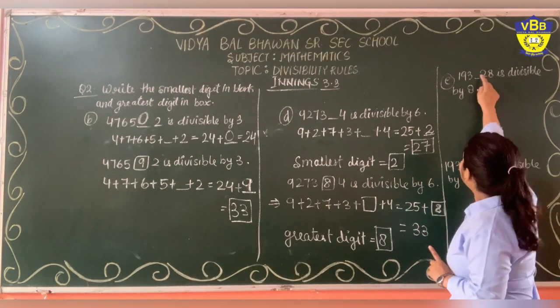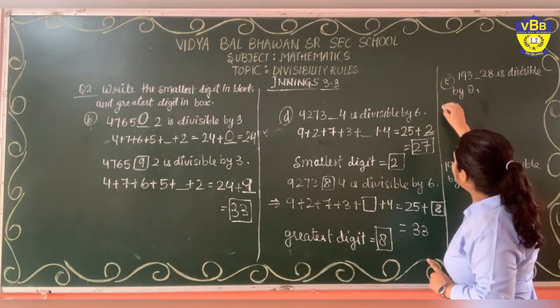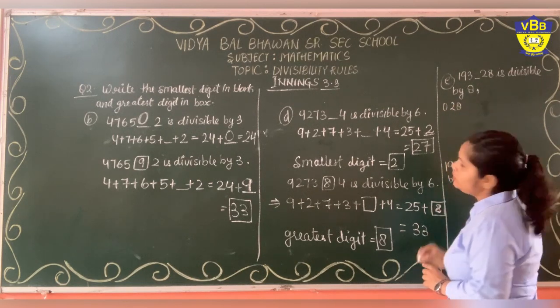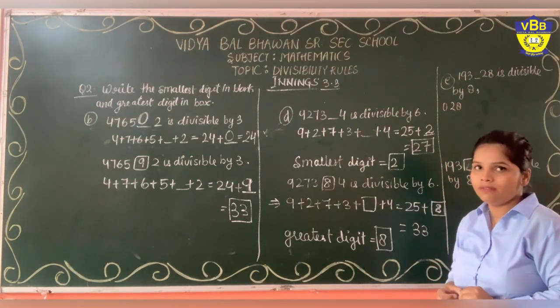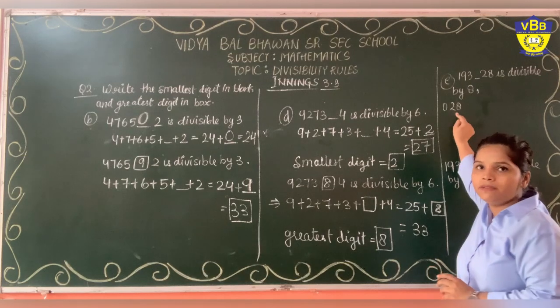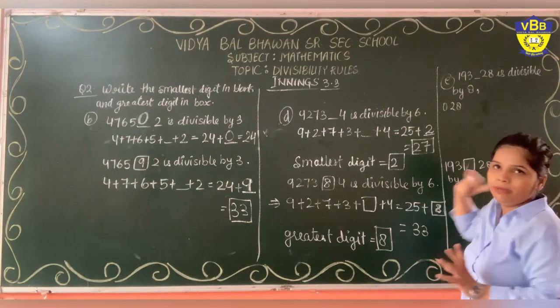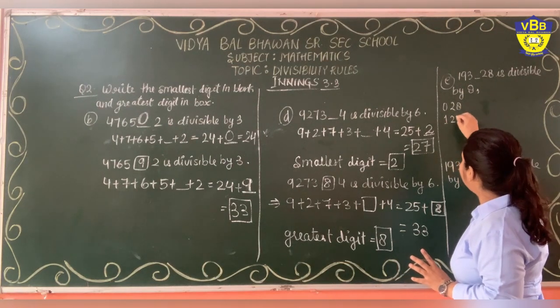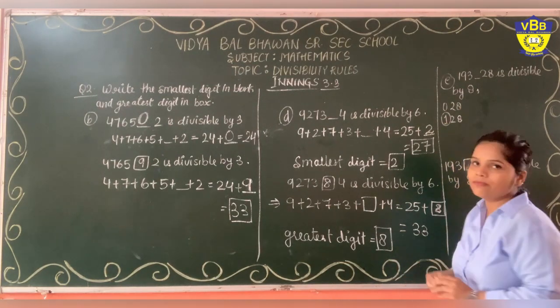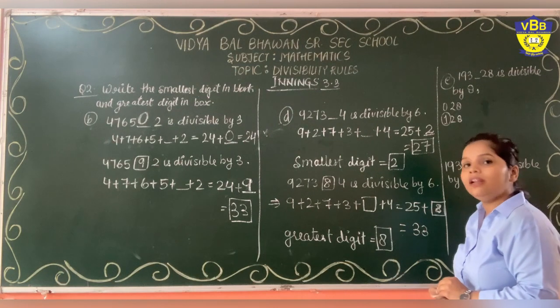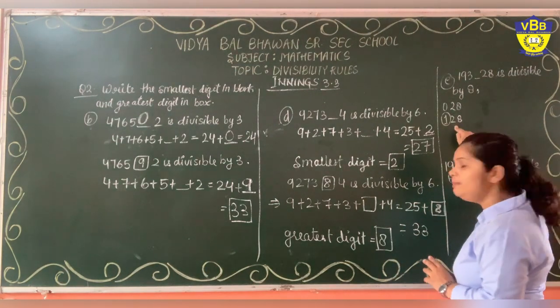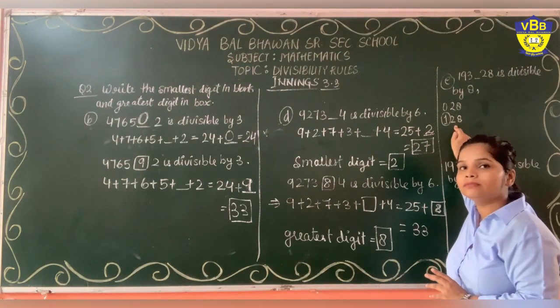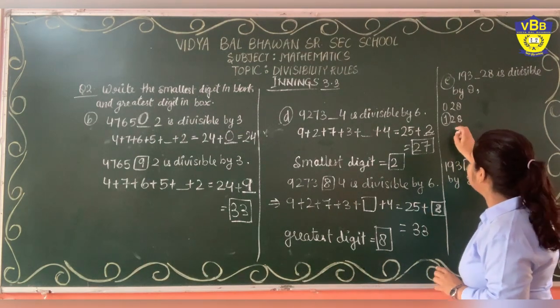If you write 0 here, 028, you know that 028 is not divisible by 8. That means 28 is not divisible by 8. So the number will not be divisible by 8. So next we will try 128. Next we are writing 1 here. So when you divide 128 by 8, will it be divisible by 8? Yes, it will be divisible by 8.